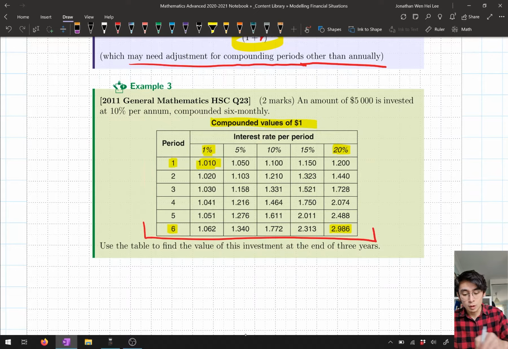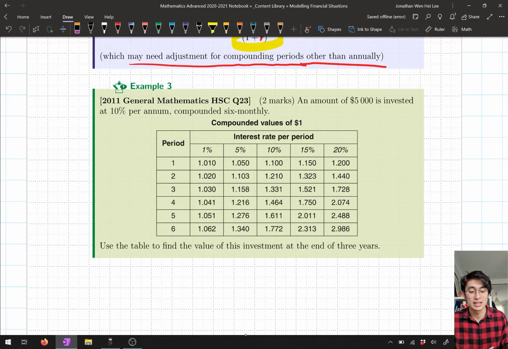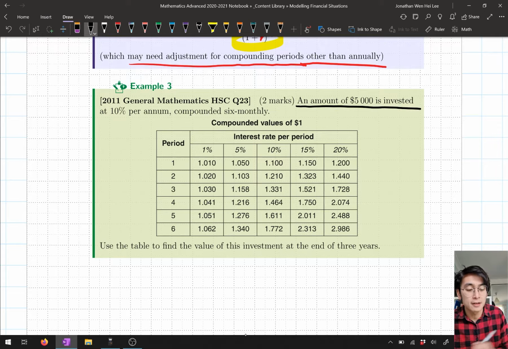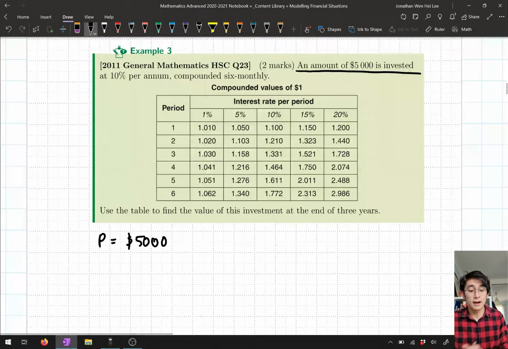What we're going to do is use the table to find the value of this investment at the end of 3 years. So let's highlight a few things. First of all, we've got a bit of information. The first part is an amount of $5,000 invested. What is this $5,000? That is just my present value. So P is $5,000. That's what I start off at.